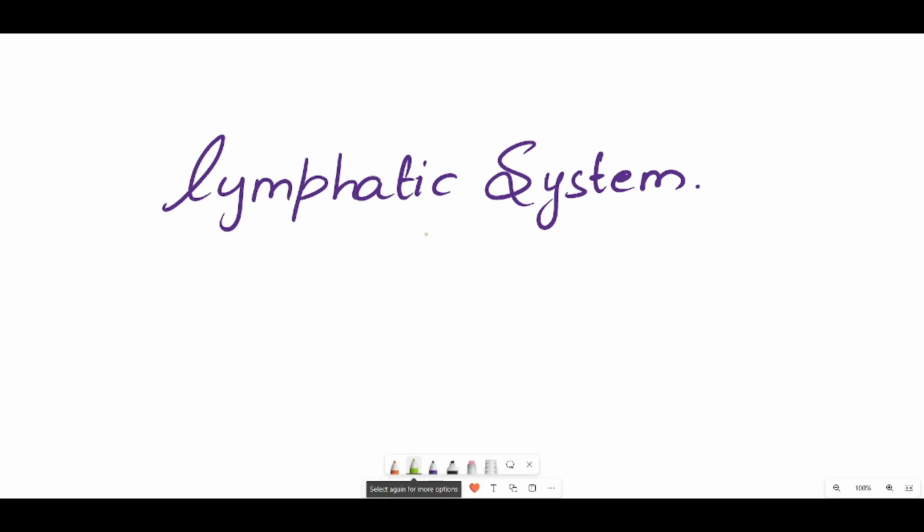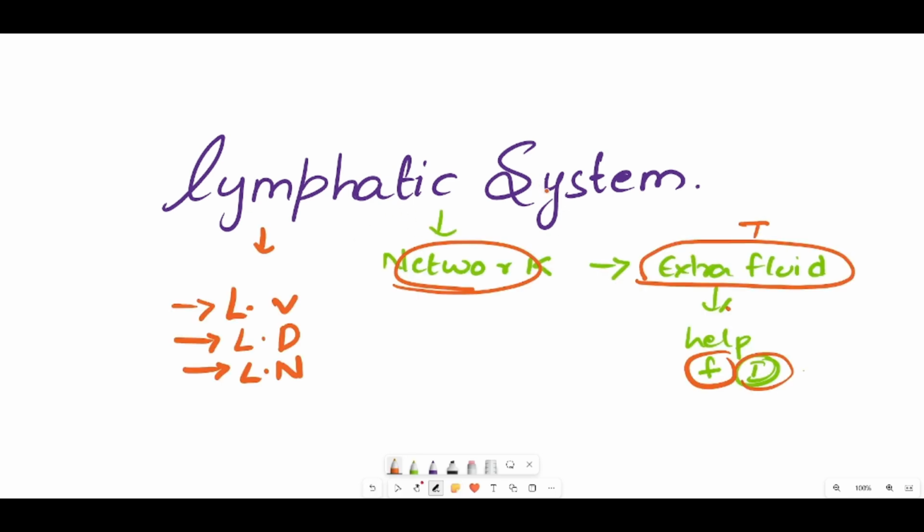So, first, we have to know what is a lymphatic system. It is the network in our body that collects the extra fluid from the tissues and helps to fight infections. This lymphatic system further includes three important components, which are lymphatic vessels, lymphatic ducts and lymphatic nodes.